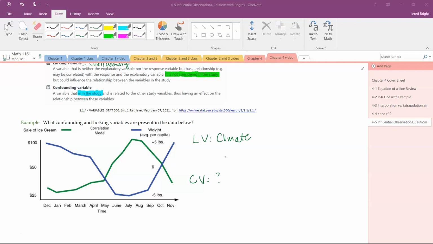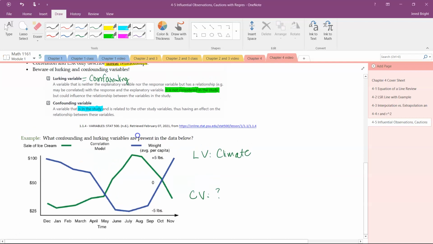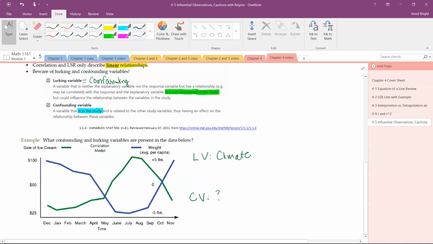For a confounding variable, per this definition, I had a hard time coming up with an example, because it isn't clear what other explanatory variables are in this study. Given it's just these two, there isn't a clear confounding variable, but again, note the difference. A lurking variable is something that influences the response that is not in the study. A confounding variable is a variable that influences the response in some way that is in the study. It's connected to explanatory and response, but you can't tease those relationships out.